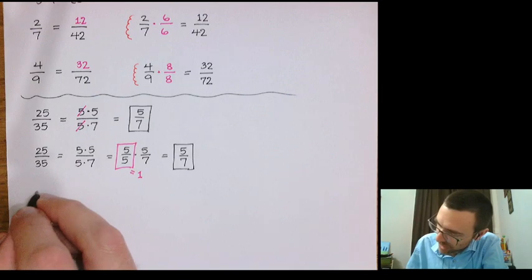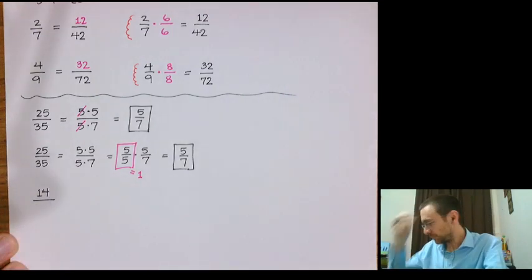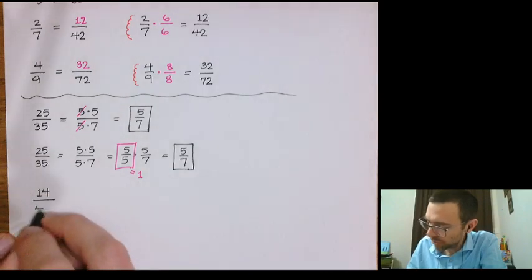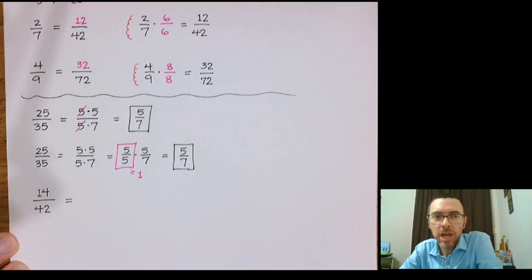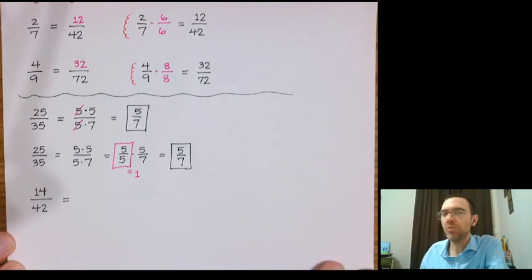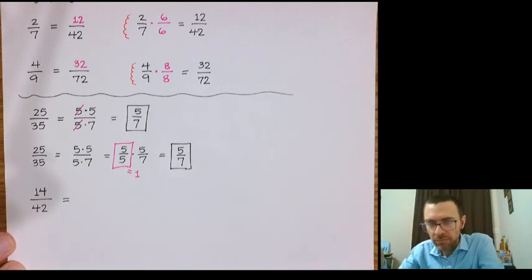All right, so let's take 14 over 42. Can we find a factor that's common between 14 and 42? Now notice I said factor. I didn't say greatest common factor because it doesn't really matter. If you don't see what the greatest common factor is at the very beginning, that's fine. You can break this guy down piece by piece.